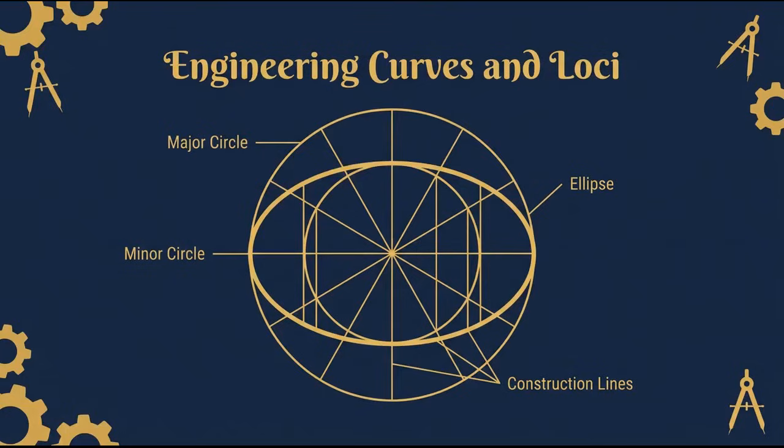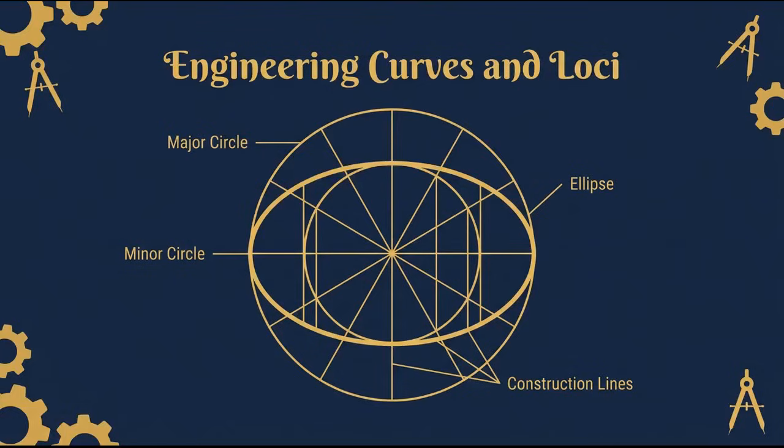Lesson 3. Engineering Curves and Loci. Our third lesson focuses on constructing specific curves and understanding loci. An ellipse has 2 fixed points known as foci. For any point on the ellipse, the sum of its distances to these 2 foci is constant and equals the major axis length.